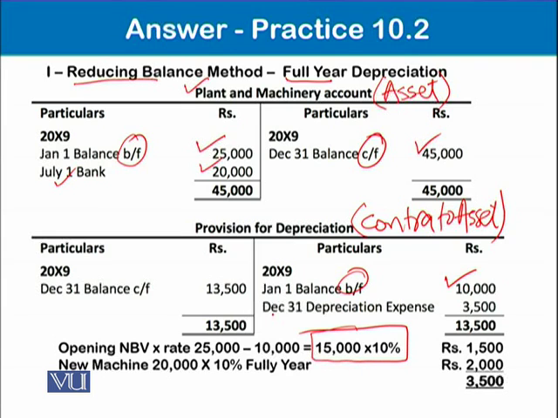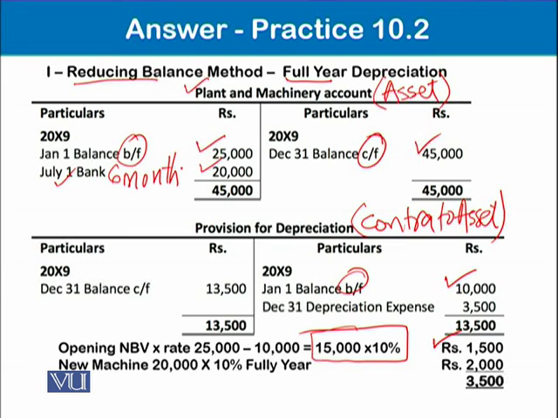So we know very well under this reducing balance method, depreciation is applied on the reduced balance or on the net book value, which is 15,000 in this year. So 1,500 is depreciation charge on the opening balance. And this 20,000 was purchased during the year, although it remained in our use for 6 months only. You see, from 1st July to 31st December is 6 months.